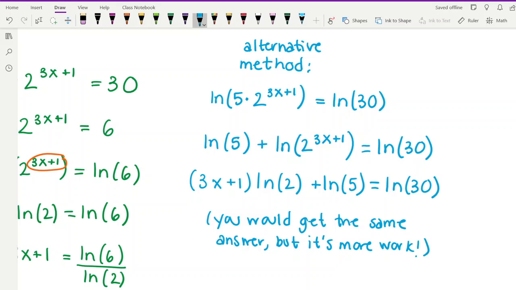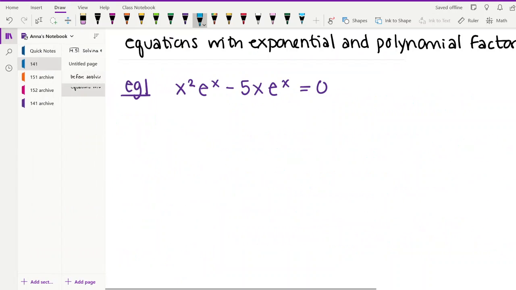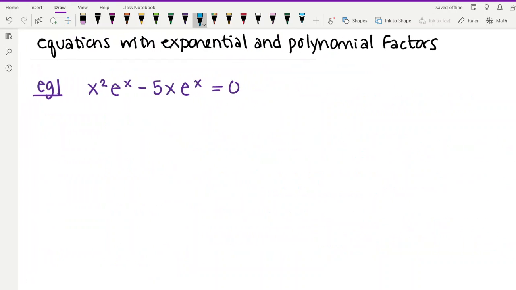Okay, so the last thing I want to talk about in this video is going to be a little bit different. I want to look at some examples of equations where we're going to solve by factoring. And in these, we're going to be factoring with both factors that are exponential and factors that are polynomial. Okay, so I want to take a look at this equation.